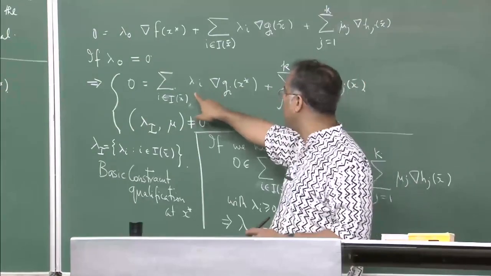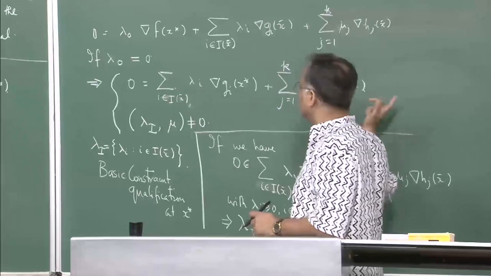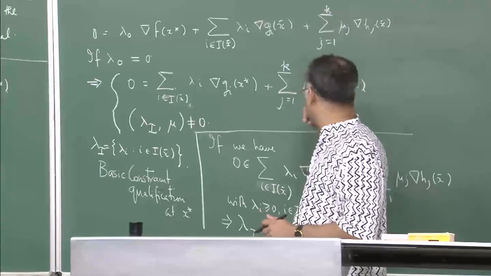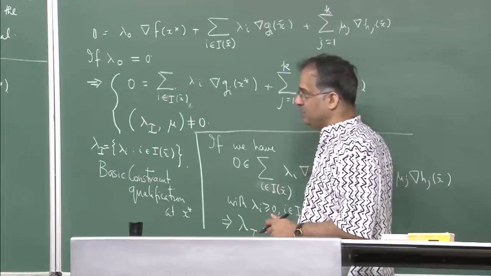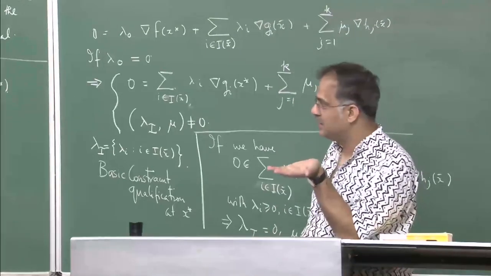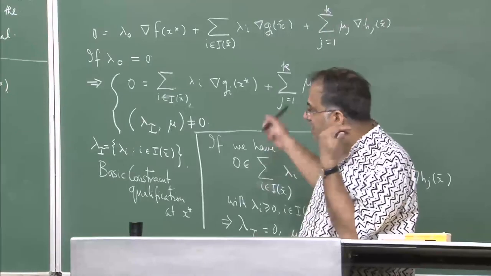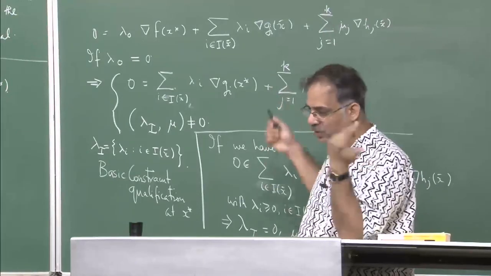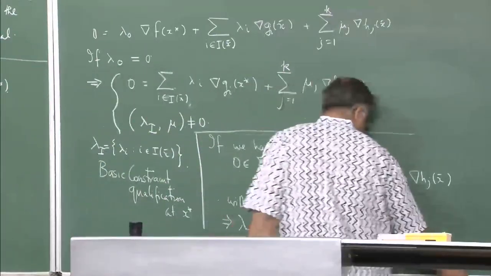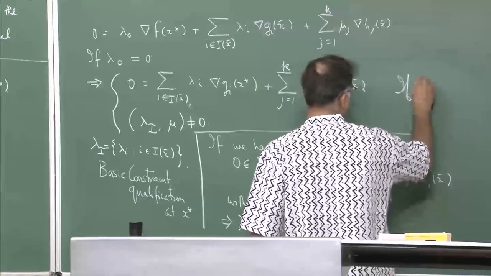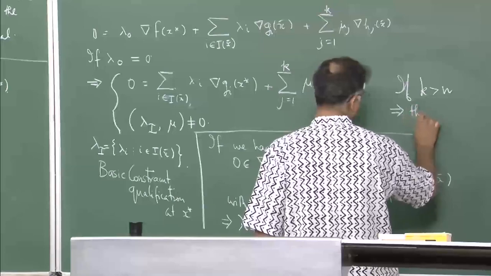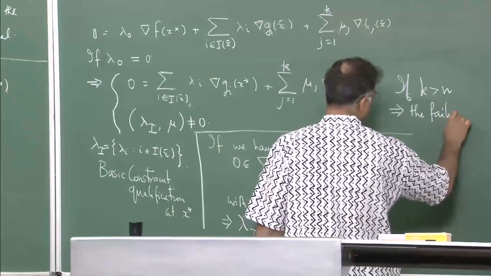So, then I can take all the lambda i's to be 0 and add it with this to get that the total is equal to 0. Which means that whenever this is linearly dependent, that is whenever k is strictly bigger than n, then the BCQ will always fail. So this number of constraints is very important at this juncture: if k is strictly bigger than n, it would imply the failure of BCQ.